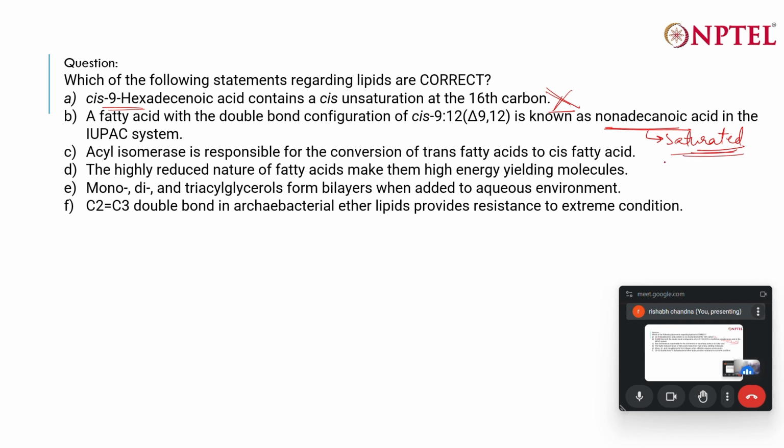A saturated fatty acid is the one which does not have any double bonds. So that's why it is a saturated fatty acid. So it will not have any double bond in its IUPAC name. Acyl isomerase is responsible for the conversion of trans fatty acid to cis fatty acid. So no, this is not the case. Actually, isomerase refers to the change of fatty acid molecules from one form to another in beta oxidation of the fatty acid. So this is not the correct answer.